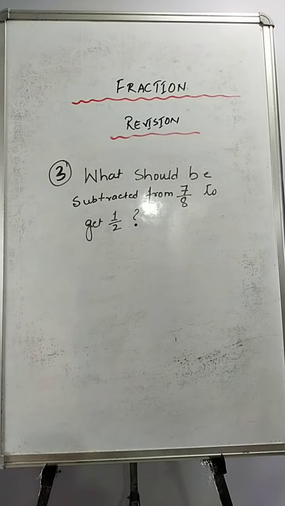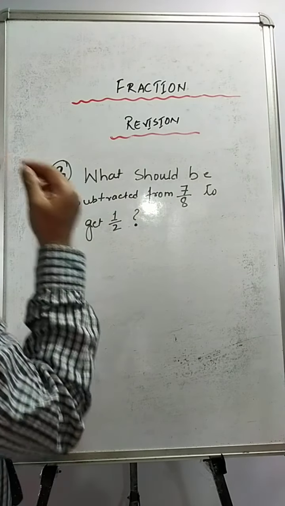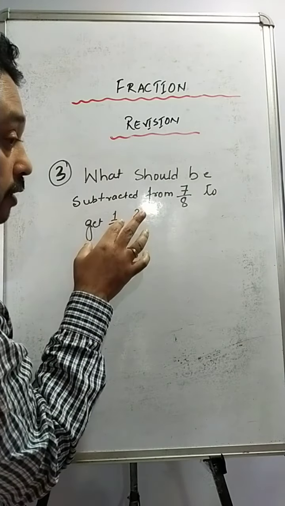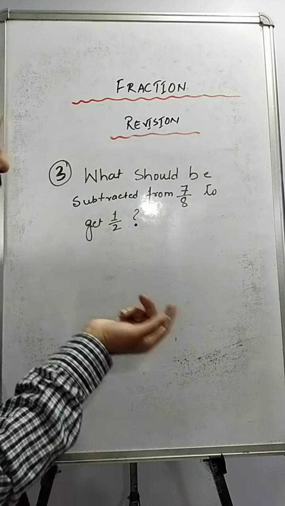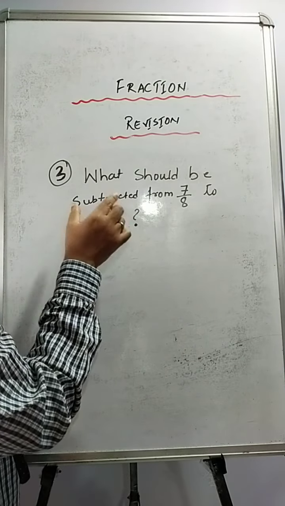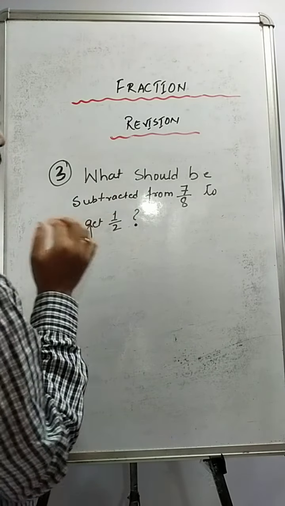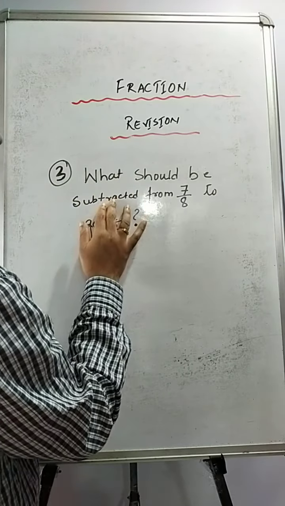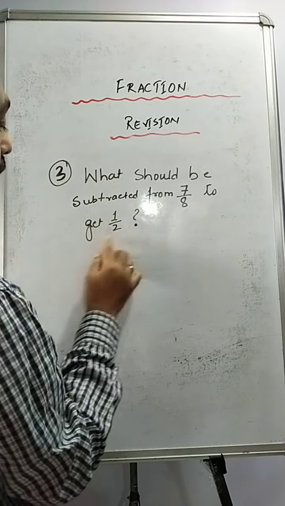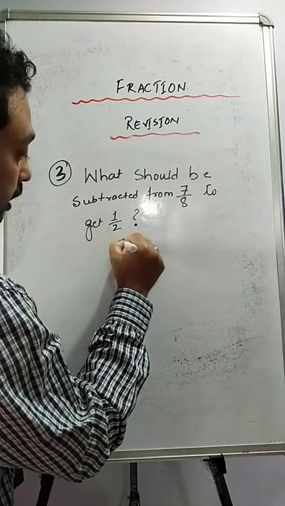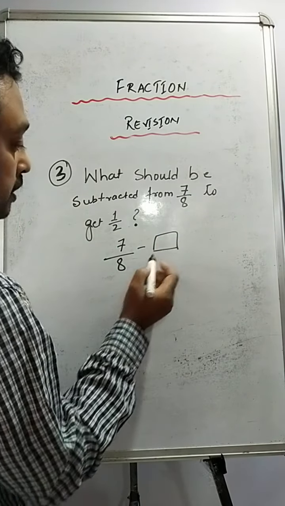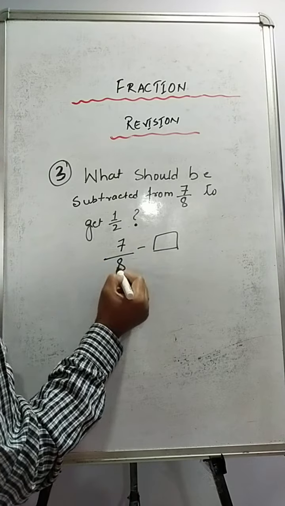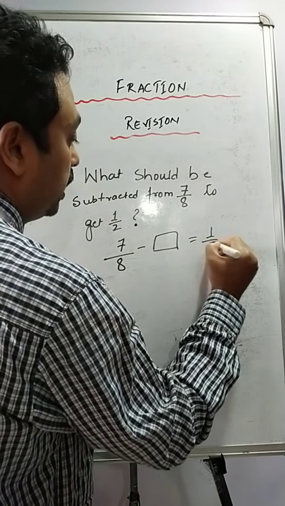Question number 3, again I have just changed it a little bit. The first one was multiplication, then I gave you something related to addition. Now in place of addition I have written subtracted. What should be subtracted from 7 by 8 to get 1 by 2? So we'll write in the equation format: 7 by 8 minus what? That means what number should be subtracted from 7 by 8 to get 1 upon 2?